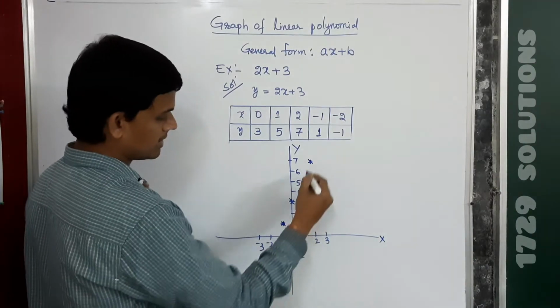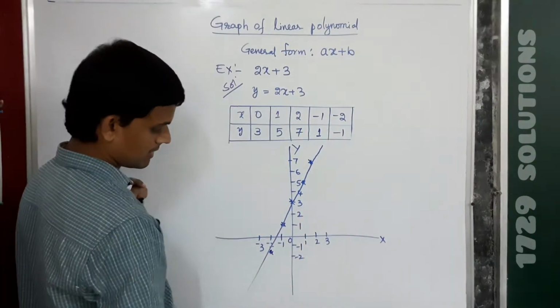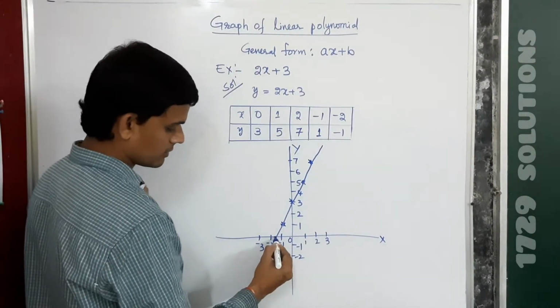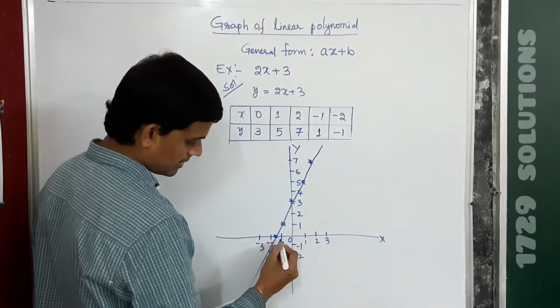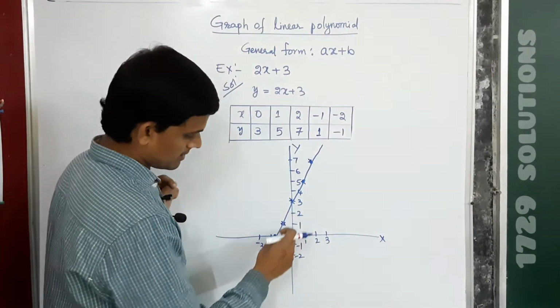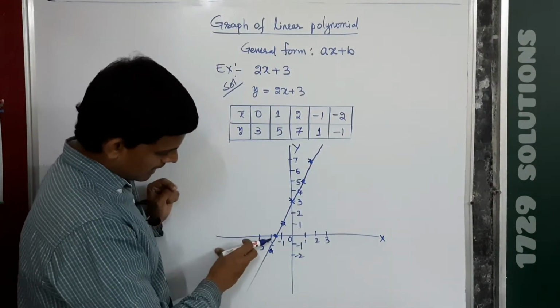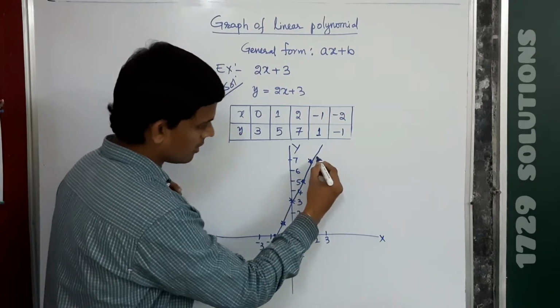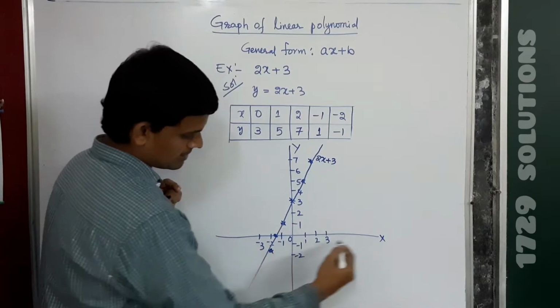So you will get a straight line with the help of all these points, exactly a straight line. You need to identify the point where it touches. Here, in between minus 1 and minus 2. Concentrate. When I draw the line with the help of all these points, this graph of 2x plus 3 passes through and touches the x-axis.